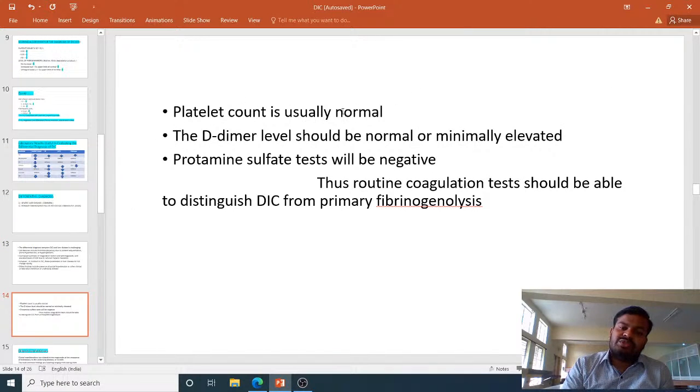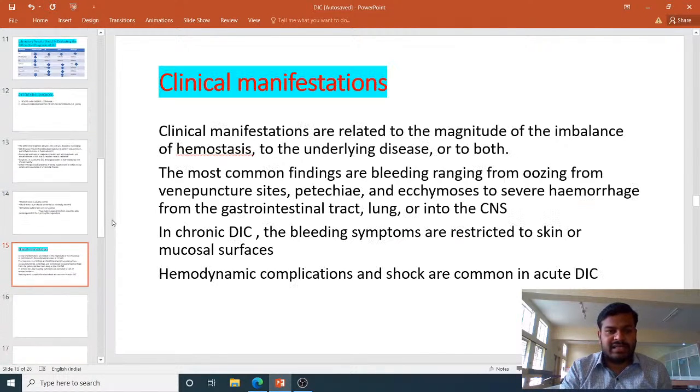So platelet count is usually normal. The D-dimer level should be normal or minimally elevated. So protamine sulfate tests will be negative. Thus, a routine coagulation test should be able to distinguish DIC from primary fibrinolysis.